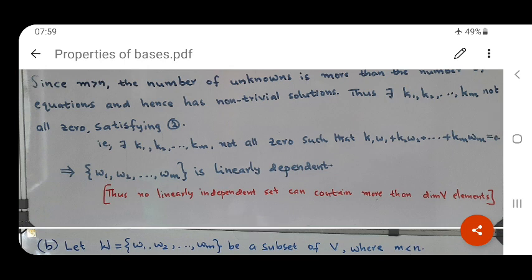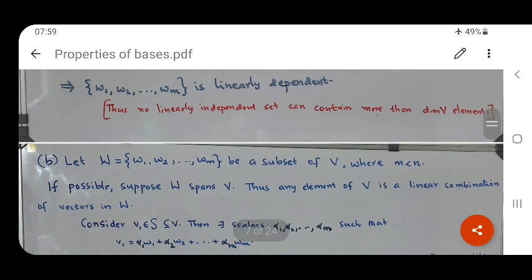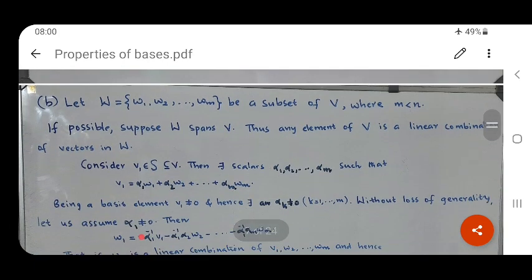So the conclusion is no linearly independent set can contain more than dimension of V elements, because we have already defined dimension of V as the number of elements in a basis. The second part is, let us consider a subset of V containing less than n vectors. We will prove that it cannot span V.